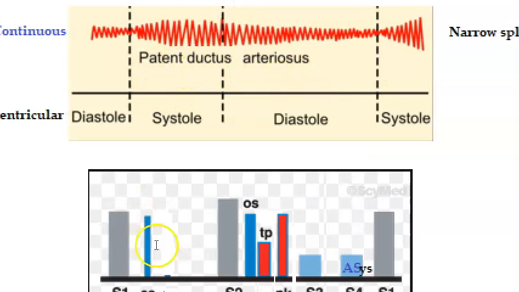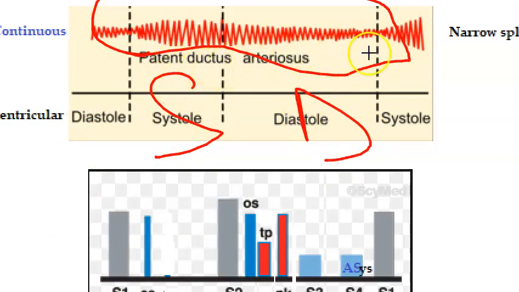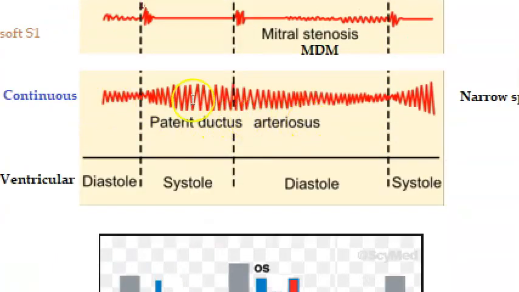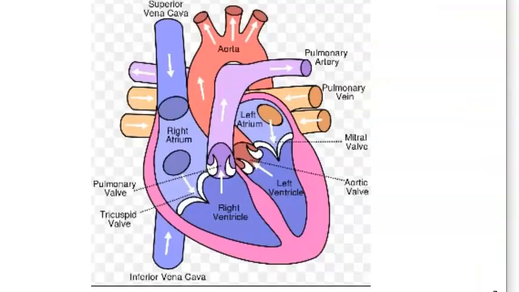So here you can see, in patent ductus arteriosus the murmur is called a continuous murmur, okay? So it is there during systole and diastole. It is a continuous murmur. It is also called a machinery murmur. So remember, patent ductus arteriosus will have a continuous murmur, a machinery murmur, okay? There is no valve here. All the time there is this patent ductus arteriosus murmur.